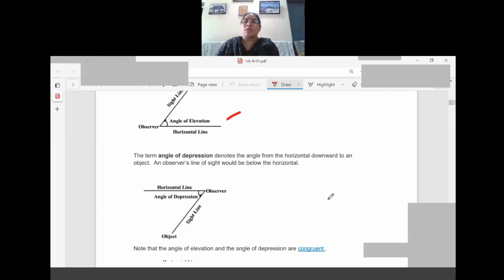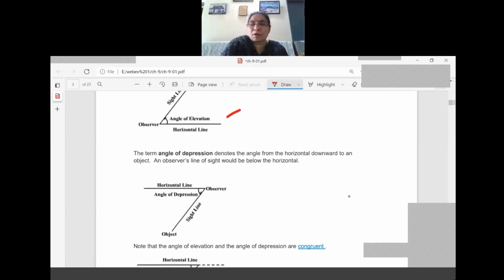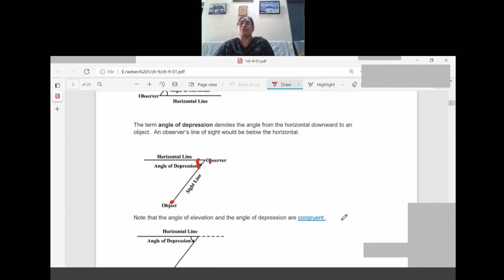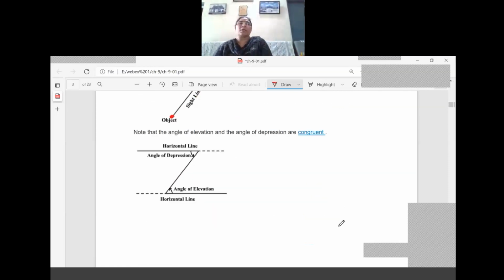Now in the same way, the observer is standing somewhere on top, viewing the object downward. So what is the first step? A horizontal line is to be drawn through the eye of the observer, and the line of sight is drawn. With this, some angle is formed, that is called the angle of depression. Now angle of elevation and angle of depression are congruent. What is the meaning of this? I explained with the diagram. I'll show this one. The man is standing here, and the angle of depression is beta. I'll mark it, because of the horizontal line and the line of sight.